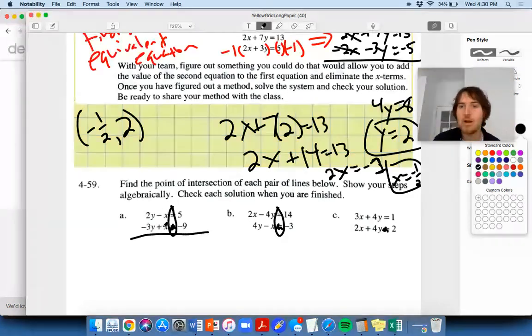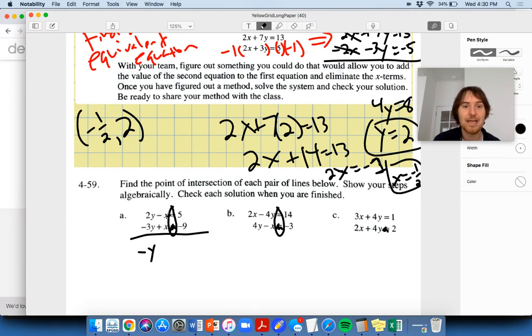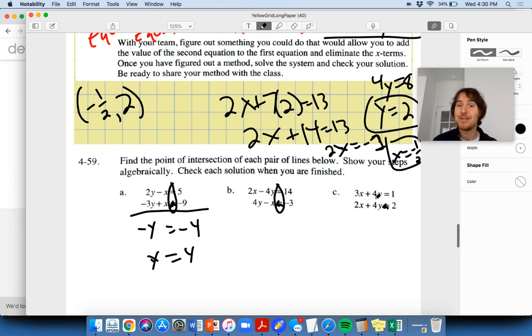I got negative x right over a positive x. So I add 2y to negative 3y. That's negative y. Negative x plus x is 0, and 5 minus 9 is going to bring me down to negative 4. Okay, what happens when I have negative y equal to something here? I can just flip both of the signs, and y would equal 4. Okay, y would equal 4 right there.